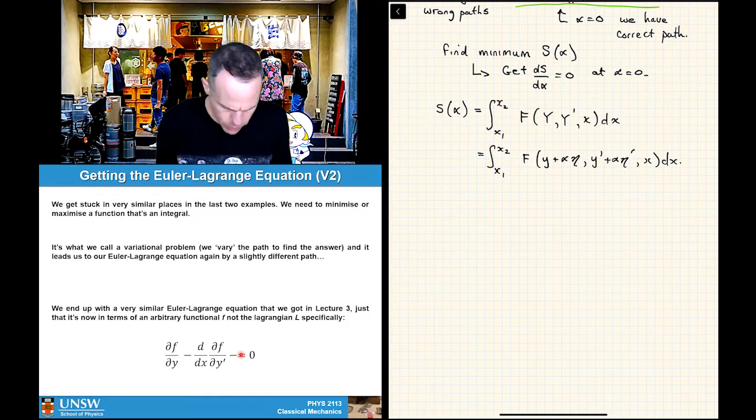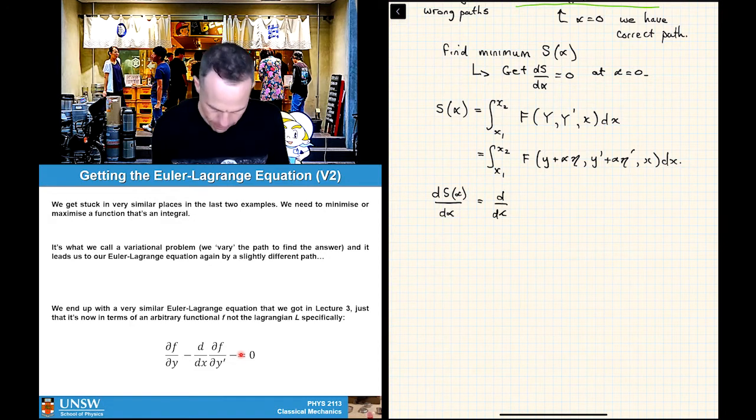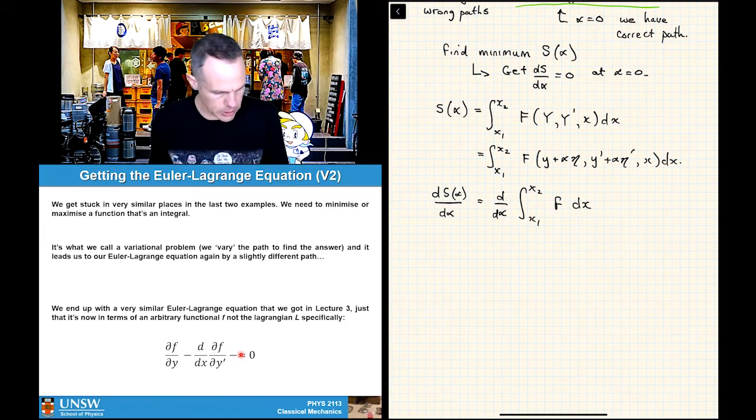What we're really interested in here is dS on d alpha. And so here we take d on d alpha of the integral from x1 to x2 of F dx. Okay, I won't write the functional dependence in here just to keep it tight. And of course we can pull this derivative inside. So this really is the integral from x1 to x2 of dF on d alpha dx on the end here. Okay, we've already used equation 1, so let's call this equation 2 just to keep track of things.